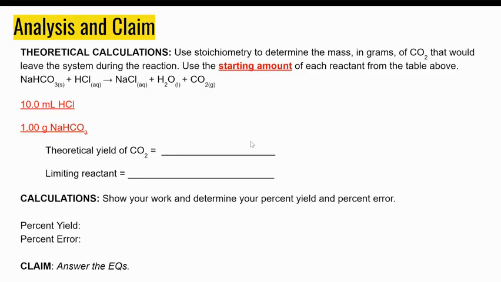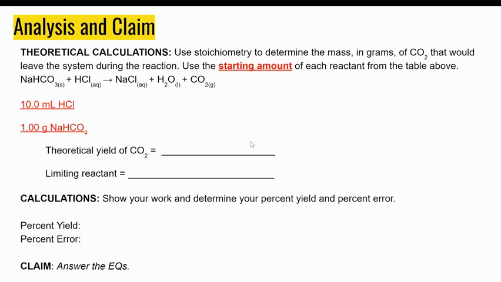All right, now you're going to need to use stoichiometry to determine your theoretical yield as well as limiting reactant. So please make sure that you start with the volume of hydrochloric acid that you reacted, 10 milliliters of hydrochloric acid, and use the molarity of the hydrochloric acid as a pathway to solving for how many grams of carbon dioxide gas would leave the system.